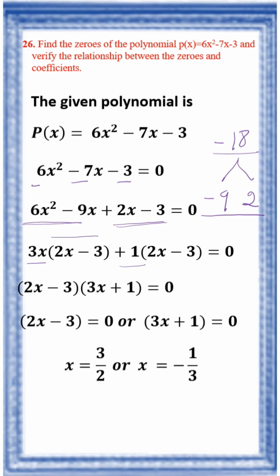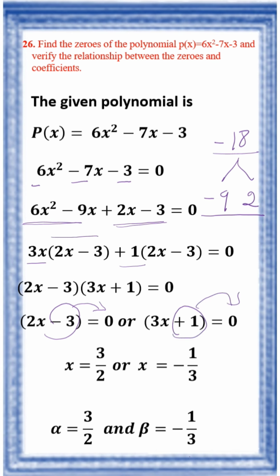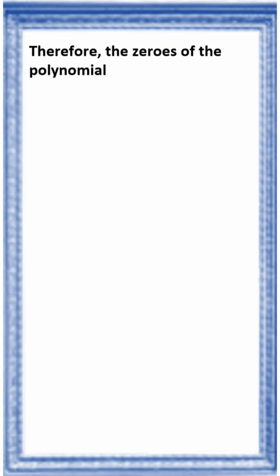So x is equal to 3 by 2. Move this to this side, it will get a positive sign. This to this side, it will get a negative sign. So alpha is 3 by 2, beta is negative of 1 by 3. Therefore the zeros of the polynomial are alpha is 3 by 2 and beta is negative of 1 by 3.